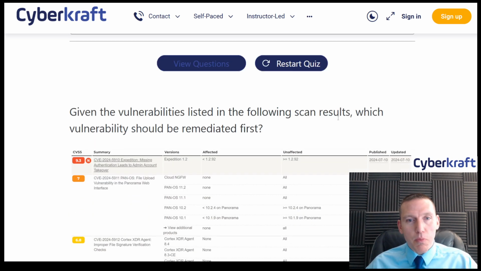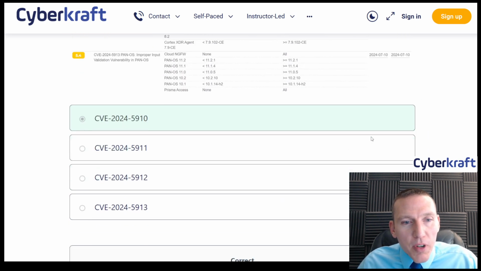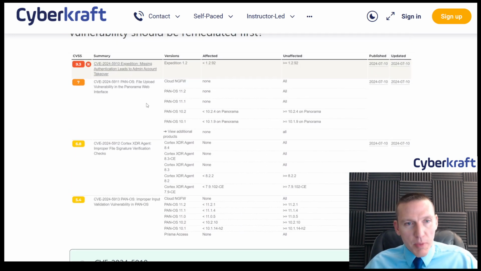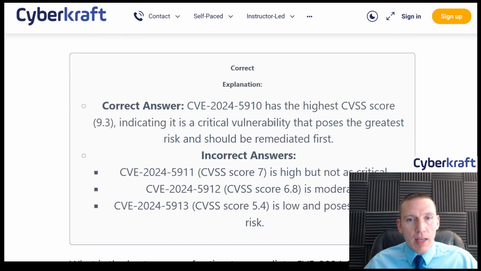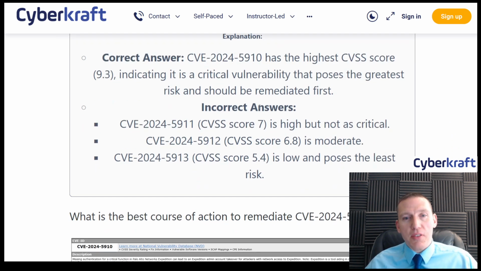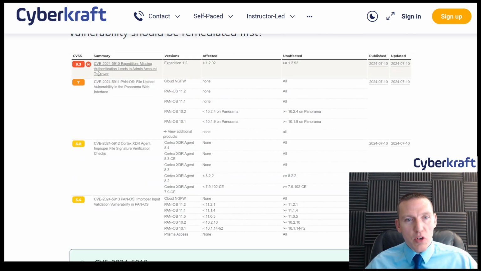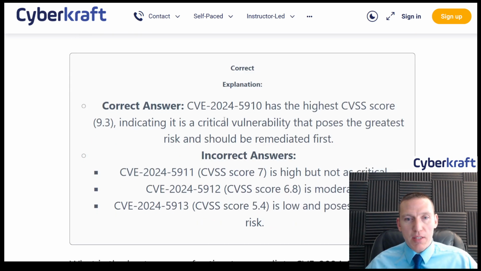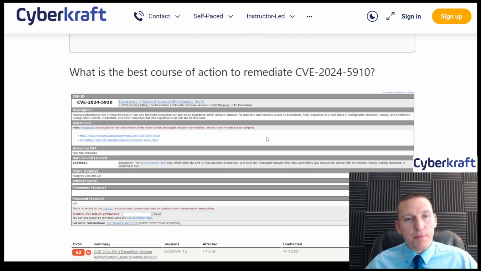I think that's a really good question. Given the vulnerabilities listed, this one should be first. That makes a lot of sense to me. Highest CVSS score. Now, that's not necessarily always what you want to do, but this one is critical. So it's a critical score, so I think that makes the most sense there. It does say it's a critical vulnerability. You should definitely be remediating your critical vulnerabilities first.